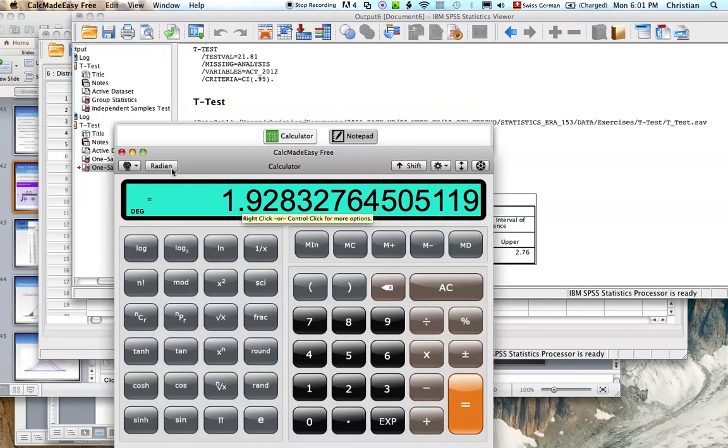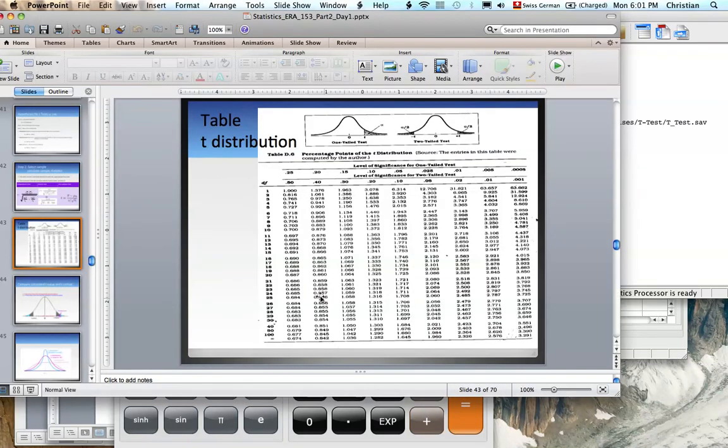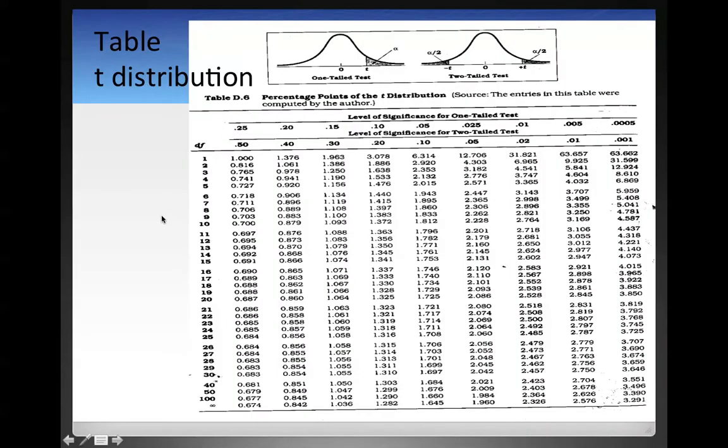If we wouldn't have SPSS, we would right now know, okay, we have a t-value of 1.92. We can go back to our table here and go down here, degrees of freedom, 4, and scoot over to where we are either one-tailed for 5%, 2.1, or 5% for two-tailed, 2.7.